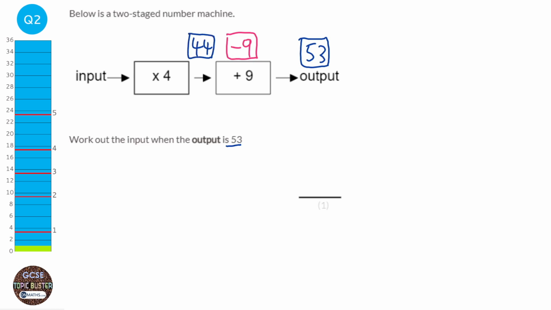Now we can check that by going the other way. So 44 plus 9 is 53, so that works. The next one says times 4, so the opposite would be divided by 4. So we're going to do 44 divided by 4, and that gives us an input of 11. Now let's check the whole thing. We put in 11. 11 times 4 is 44. 44 plus 9 is 53, so we know we've got it correct.